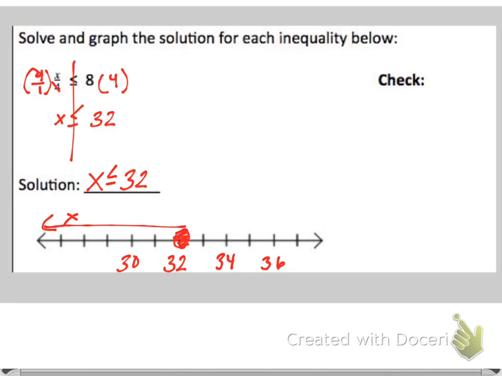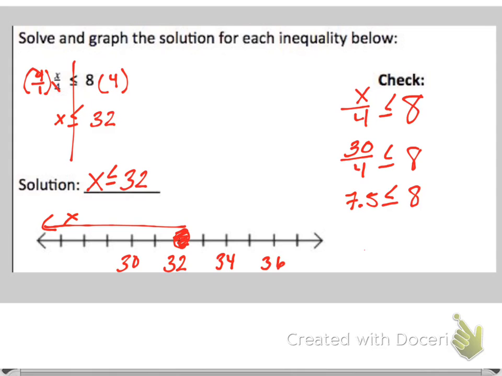In order to check, we're going to rewrite. X over 4 is less than or equal to 8. Pick a solution. Let's pick 30. 30 has been graphed. 30 over 4 is less than or equal to 8. 30 over 4 means divided by. 30 divided by 4 is going to be 7.5. 7.5 is less than or equal to 8, so our solution checks.